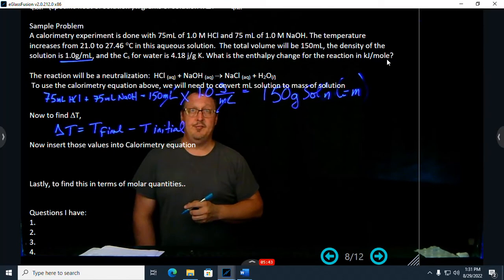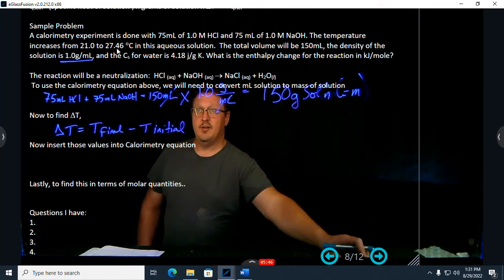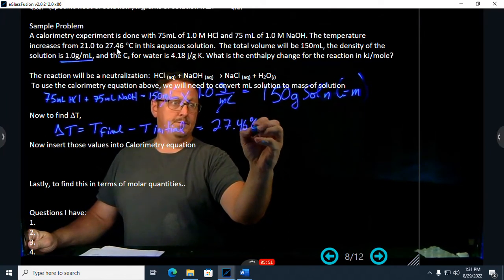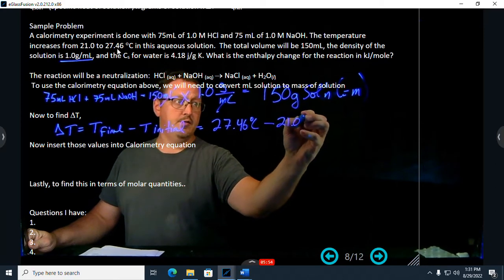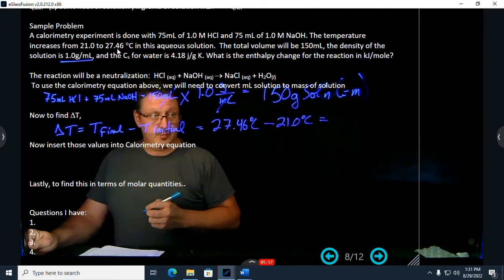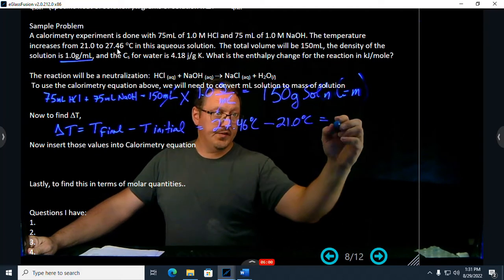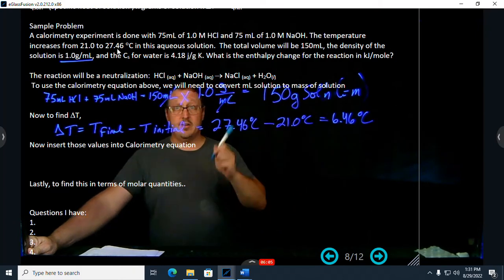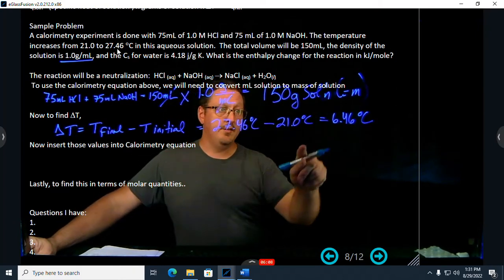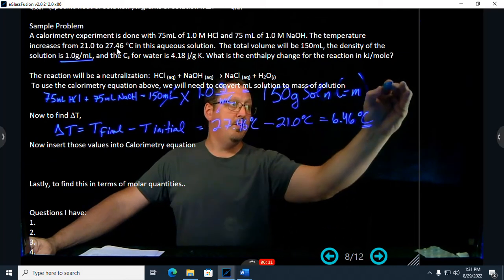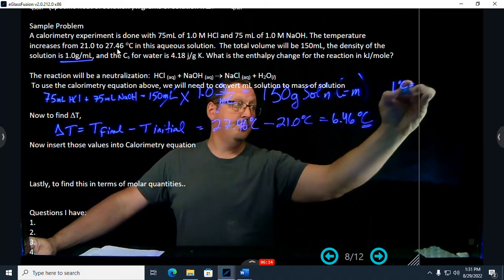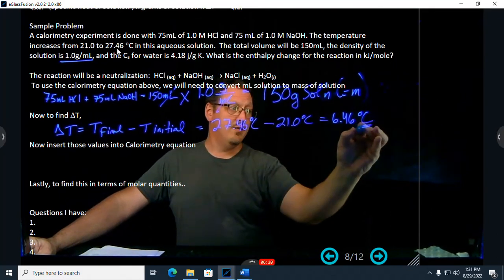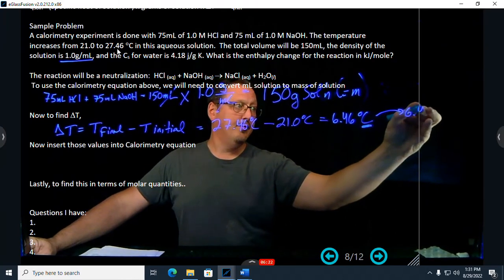Okay, so T final, we go up here, I can see that T final was 27.46 degrees Celsius minus 21.0 degrees Celsius. Okay, so my delta T is going to be 6.46 degrees Celsius. Now, I'm going to do a willy-nilly substitution here. The magnitude of a degree Celsius, so remember, 1 degree Celsius, not on the temperature scale, but in magnitude, equals 1 degree Kelvin. And so I don't have to do anything. I can just say, oh, that's 6.46 K.